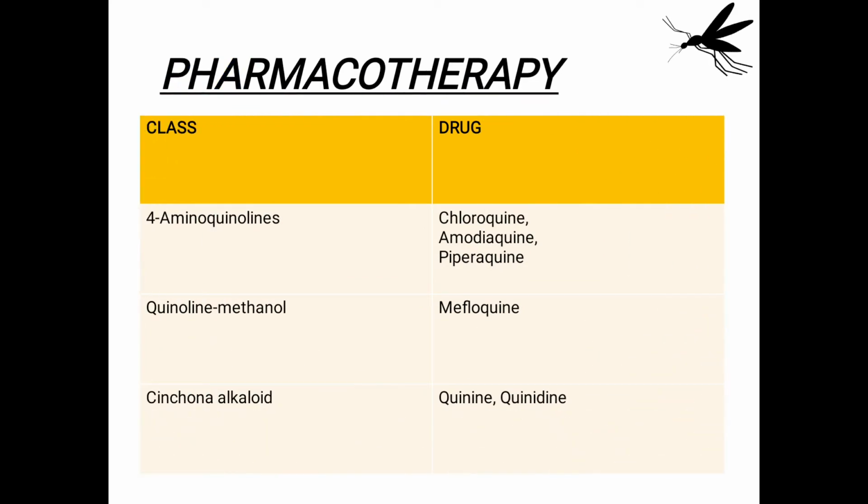Now, moving to the pharmacotherapy. Here is the list of the drugs and their respective classes which are used for the management of malaria. Drugs such as chloroquine, amodiaquine, piperaquine come under the class 4-aminoquinolines, whereas mefloquine comes under the class quinoline methanol. Quinine and quinidine come under the class cinchona alkaloid.